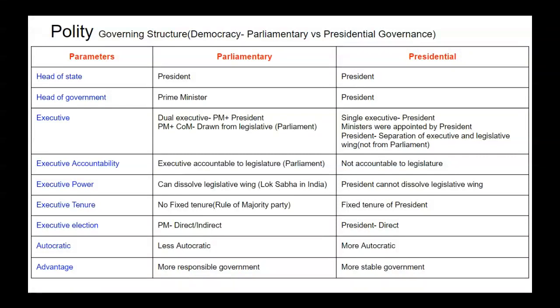The parliamentary form of governance is less autocratic, whereas presidential form of governance is more autocratic. And the advantage of parliamentary form of governance is a more responsible government, because a party member can defeat to a different party. But in presidential form of system, there is no such limitation. So we find a more stable government in presidential form of system.